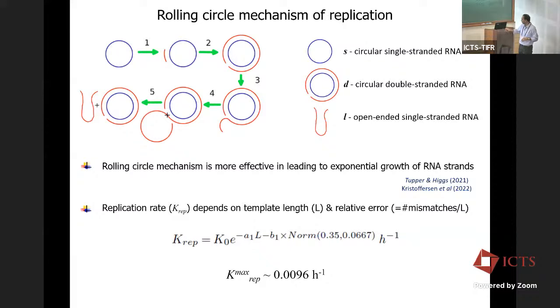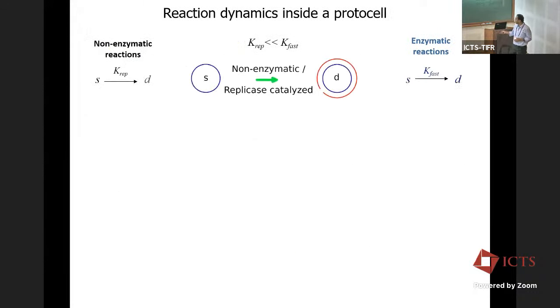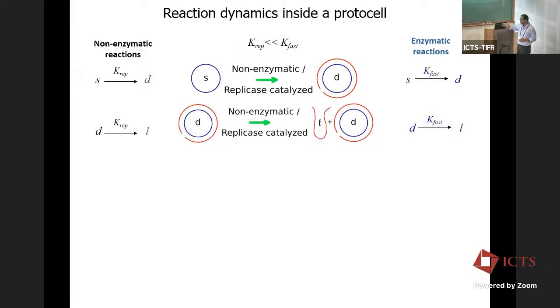Well, forget about the details of the formula. Based on sequence level simulations, we can estimate the maximum possible replication rate here. And so once we did that, we started looking at different processes which could occur inside these protocells.